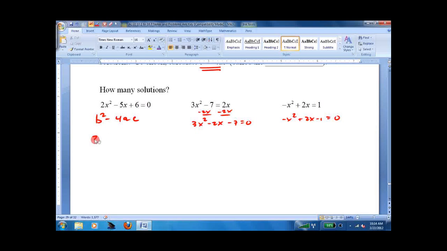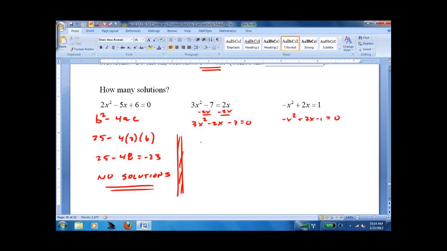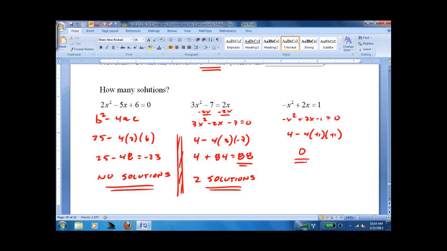So for this one, it would be 25 minus 4 times 2 times 6. And that is 25 minus 48. Negative 23. No solutions. Here it would be 4 minus 4 times 3 times negative 7, which is 4 plus 84, which is 88. Positive number, there'll be 2 solutions. Over here we get 4 minus 4 times negative 1 times negative 1. 2 of these cancel. We get 0, 1 solution.